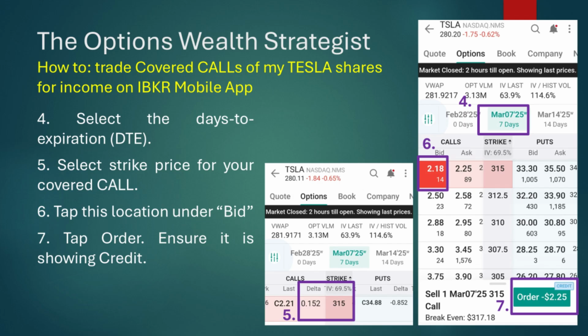For this trade, I selected the strike price of $315 at a delta of around 15, which can also be inferred as there's about a 15% probability of this trade being in the money at expiration, aka my shares will be called away at $315. After selecting the strike price, tap this location under Bid, as shown at Step 6. Then tap the Order button. Do ensure that it is showing credit to confirm that we will be receiving premium.